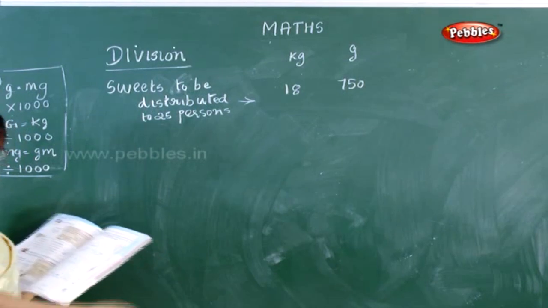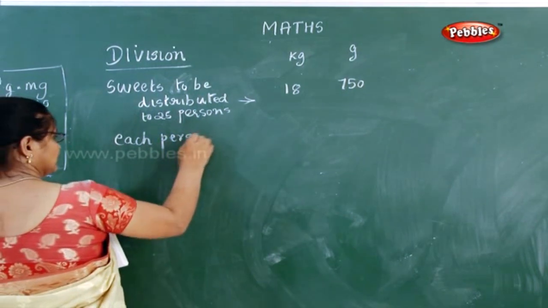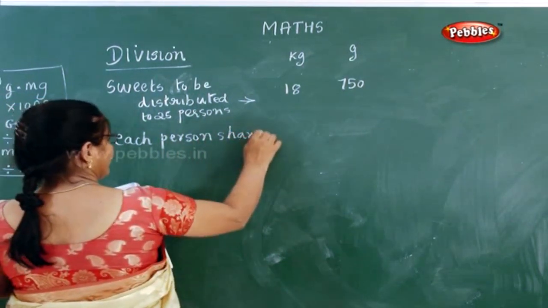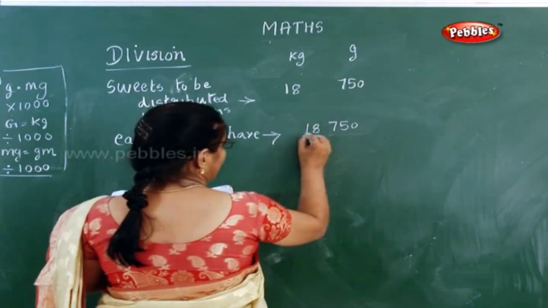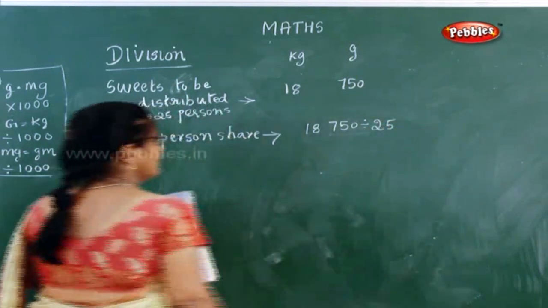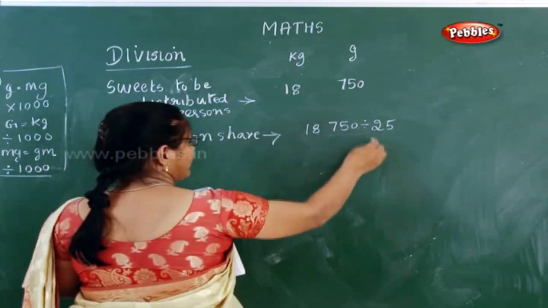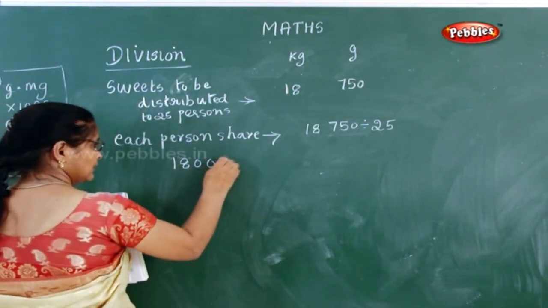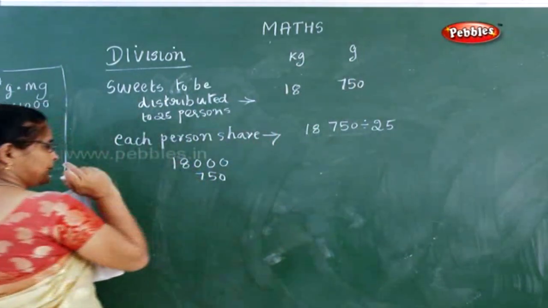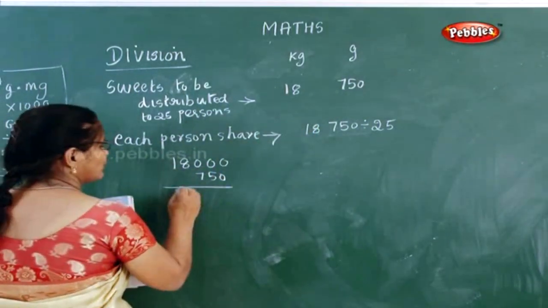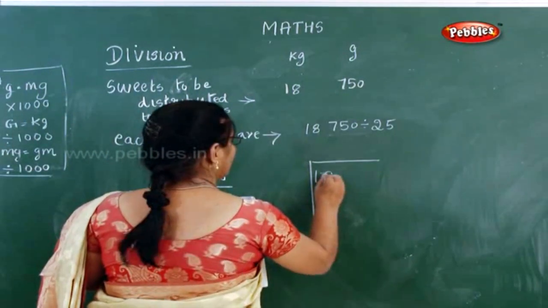Now each person's share. So now how many persons are there? There are 25 persons. So now what will you do? 18 kilogram and 750 gram divided by 25 persons. Now already I told you, when you convert this kilogram into gram, you multiply it and then you make it as a gram. So 18,000 plus 750 gram, you multiply with 1000. Then you add the 750. So you get 18750. So this you have to divide it by 25.